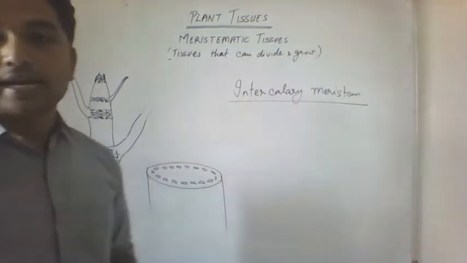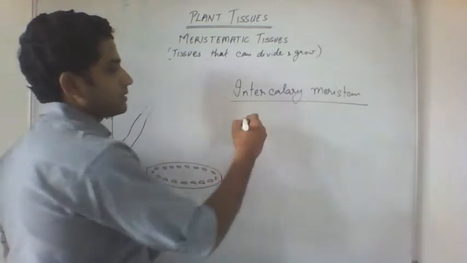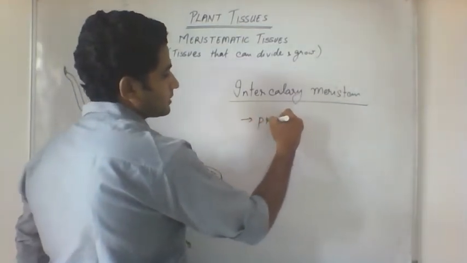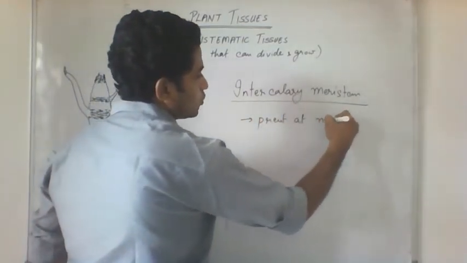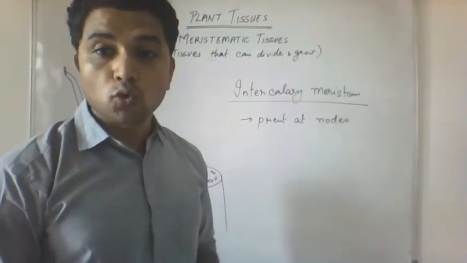Another option that the plant has is the intercalary meristem. Intercalary meristem is mainly present at the nodes of the plant. Now you will be wondering, what are these nodes?